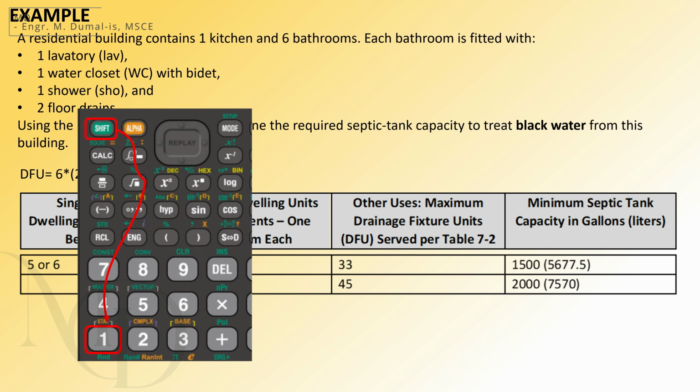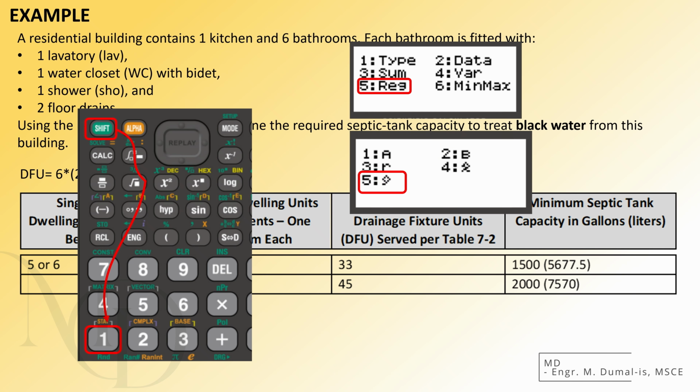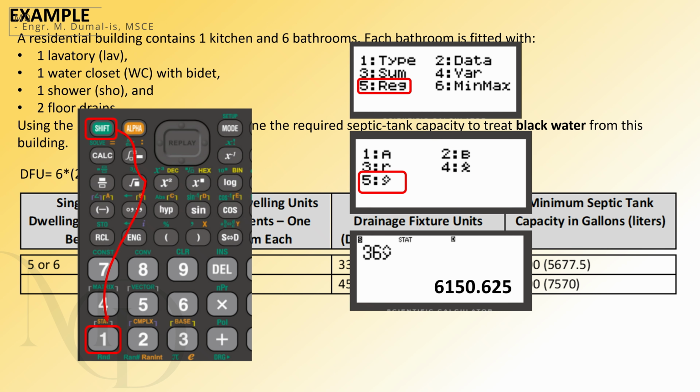We then press Shift 1 to open the stat functions. Then select option 5 for regression functions. Next, choose Y current. We place the insertion point of the calculator before Y current by pressing the left arrow key, and then we enter 36, which is the target fixture units. Press equals, and the calculator gives us the corresponding capacity for 36 fixture units.